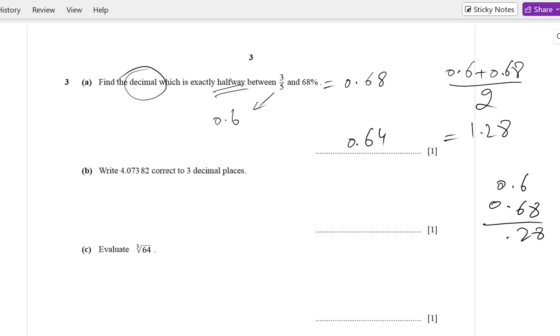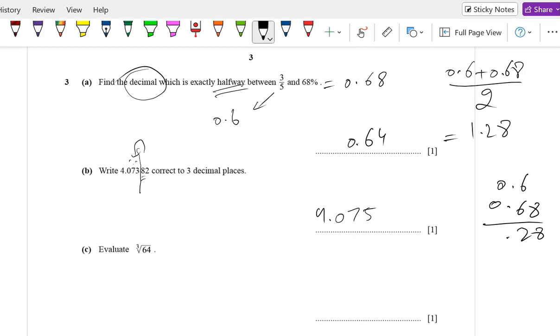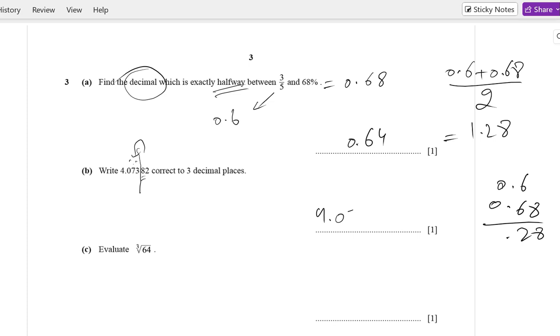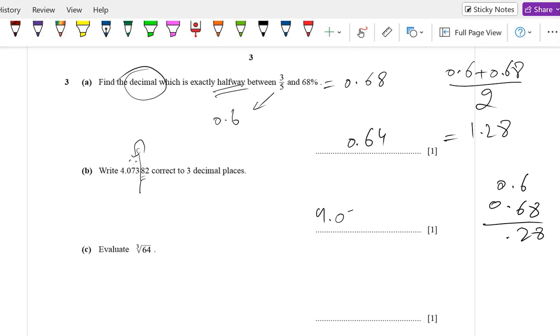Right, correct to 3 decimal places. 1, 2, 3. This is the limit we need to give the answer. Since the fourth decimal place is greater than 5, 1 will be added to the previous number. 4.075, sorry, 074 would be your final answer.